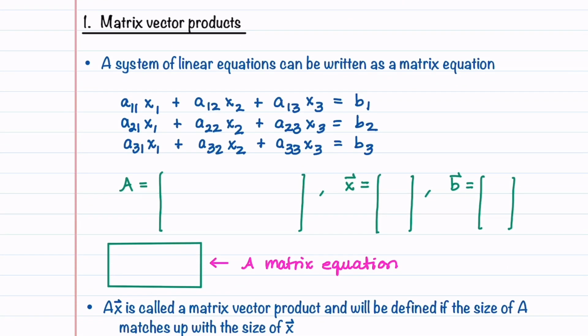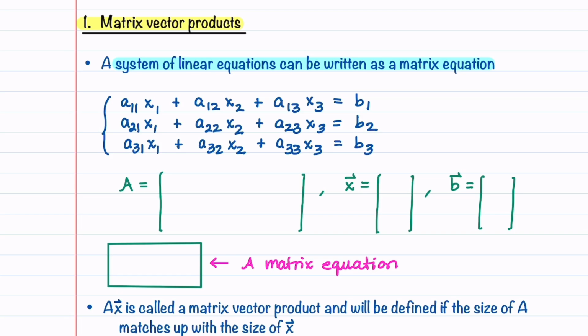We'll begin by talking about matrix vector products. A matrix vector product is just a matrix times a vector and is used in solving a linear system of equations when we write a linear system as a matrix equation. The linear system of equations that I've listed here has 3 equations and 3 unknowns.